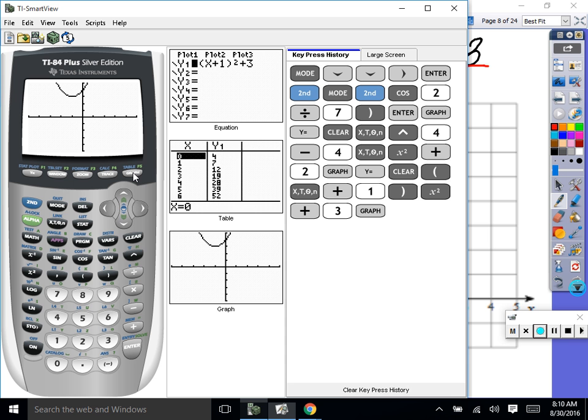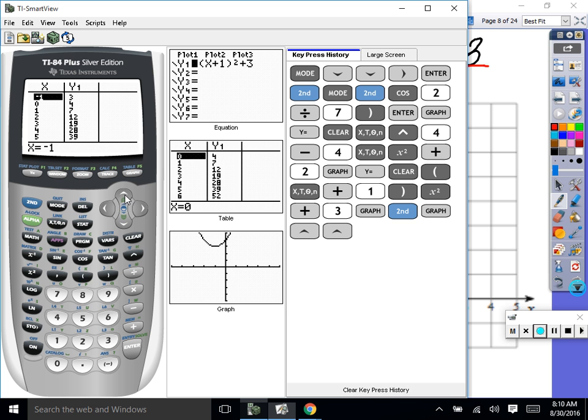Okay, so now instead of looking at this graph, let's look at the table of values. So how you do that, instead of hitting graph, you'll hit the second key, and then graph. And that'll give you a table of values. So does everybody have those? What do you mean no? Then you type something, then your window's bad.